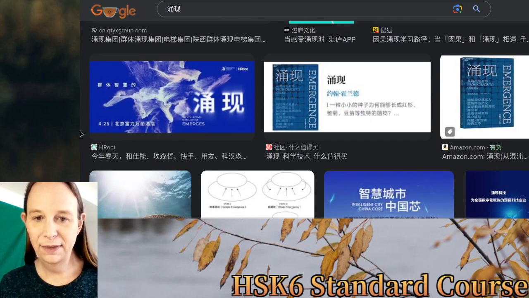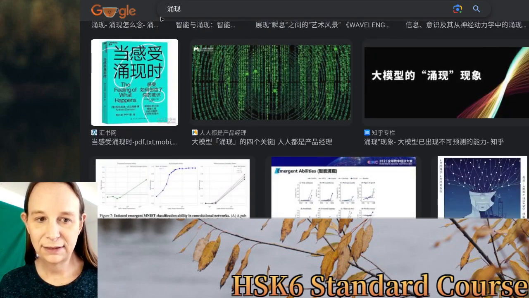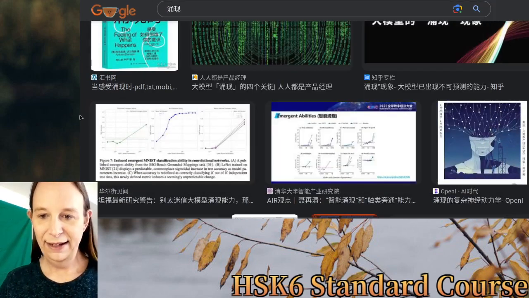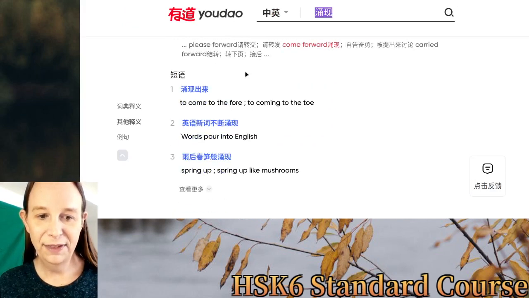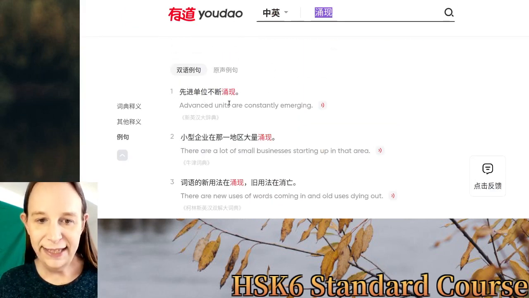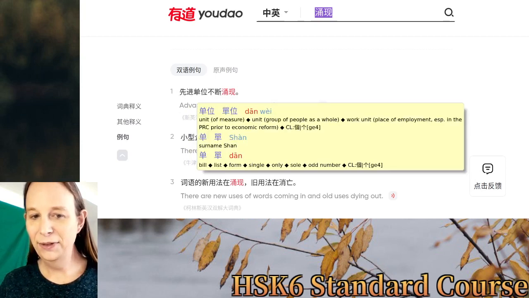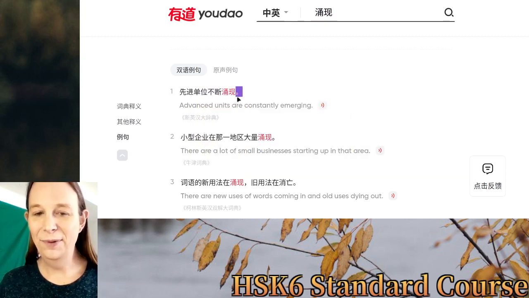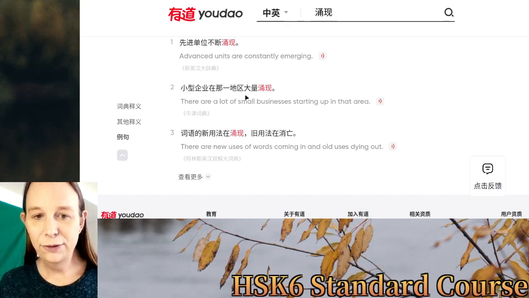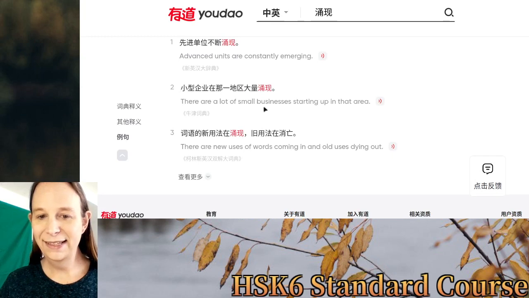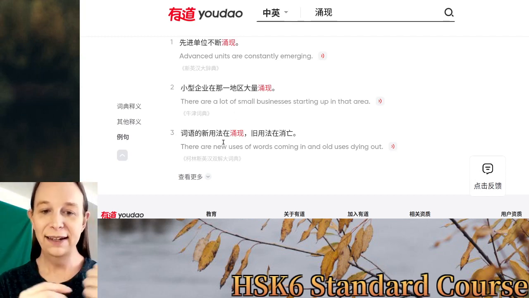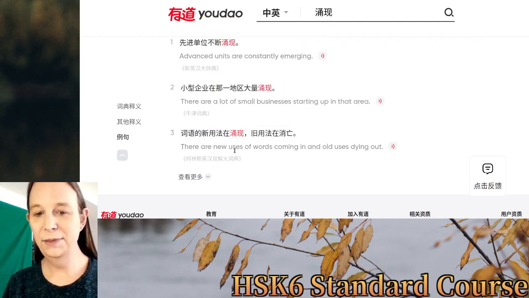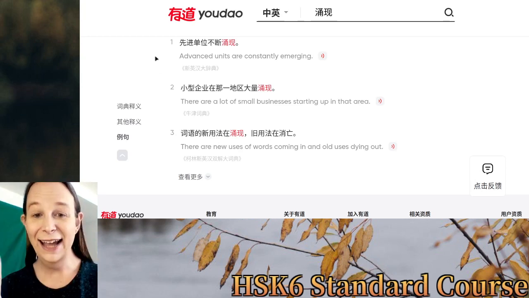All right, this isn't really what we're after though. 涌现. Let's put it in here. See what examples we get for 涌现. 先进单位不断涌现. Yeah, like large numbers of advanced units, kind of springing up all the time. 小型企业在那个地区大量涌现. Yeah, so small businesses are all springing up out of nowhere. 词语的新用法在涌现. Yeah, so new usages for words are springing up all the time. 旧用法就消亡. Yeah, and old ones are dying out all the time. They're kind of coming out of nowhere in large numbers.